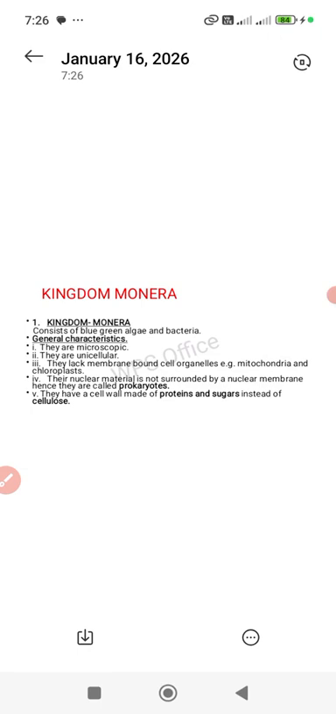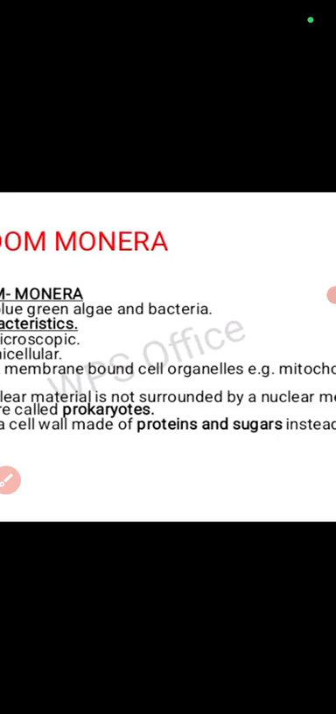One, they are microscopic. Microscopic means small organisms, so they cannot be seen by the naked eyes. Our normal eyes we are using are called naked eyes. So we need a microscope for us to observe them. That is why they are known as microscopic.